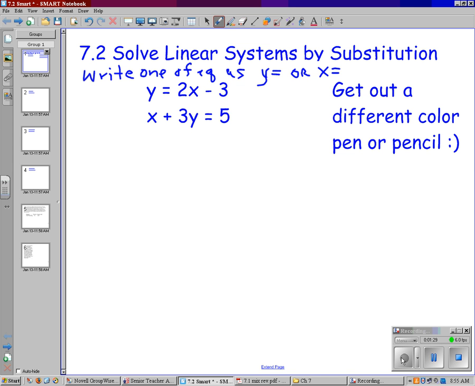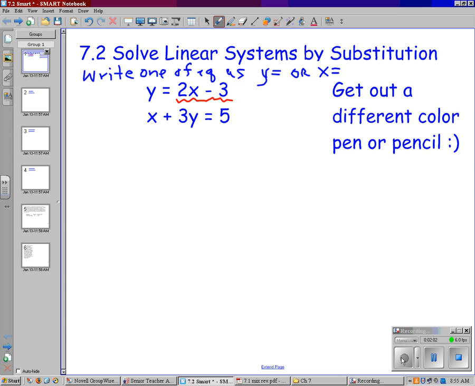And here's where my different color pen comes into account. This is a system, y equals 2x minus 3 and x plus 3y equals 5. We're not going to graph today. Instead, we're going to use what's called substitution. And this is going to be the second thing I'm going to assess on our quiz. I'm going to assess whether you can solve by graphing, and I'm going to assess whether you can solve by substitution.